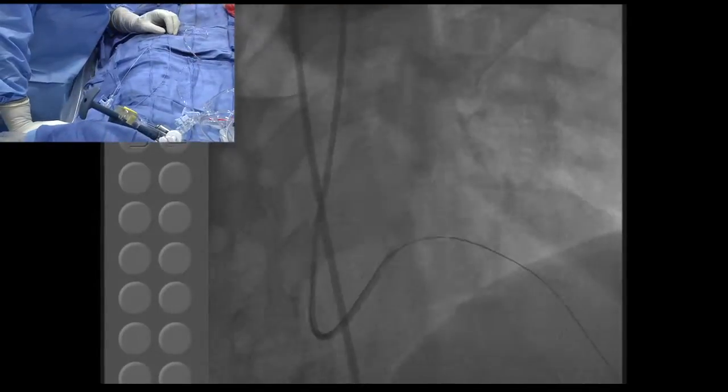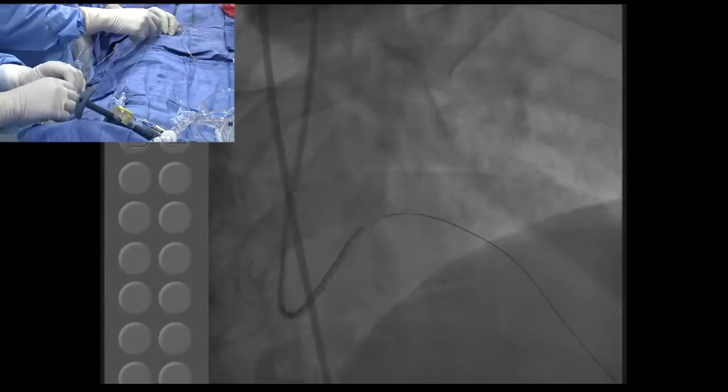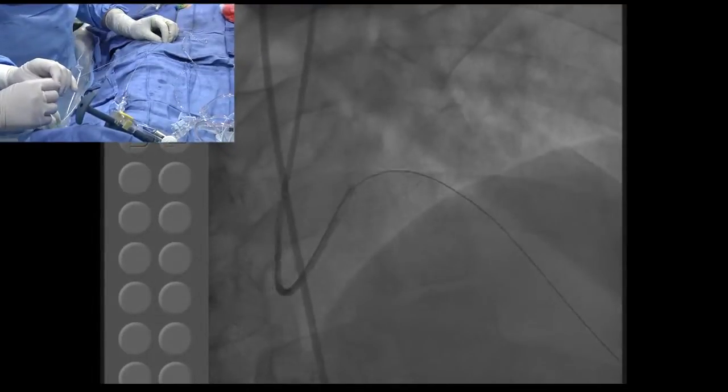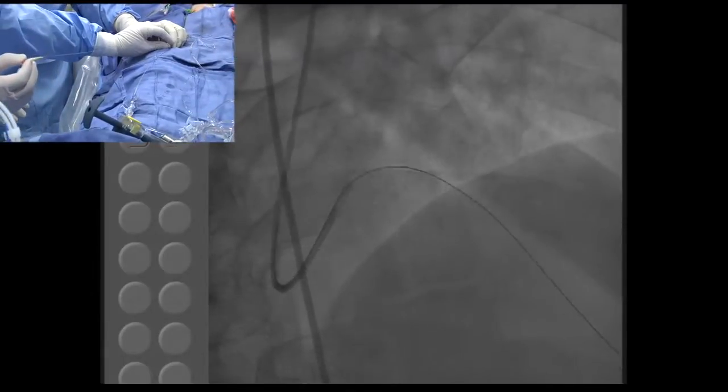Make sure your Fine Cross has come back a little bit. Yeah, it is out. It is out, yeah. Good. Your balloon is ready? Yeah. Good. And now you can see because the wire is nicely trapped.